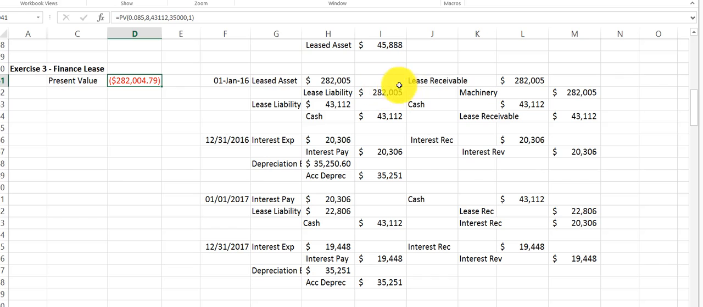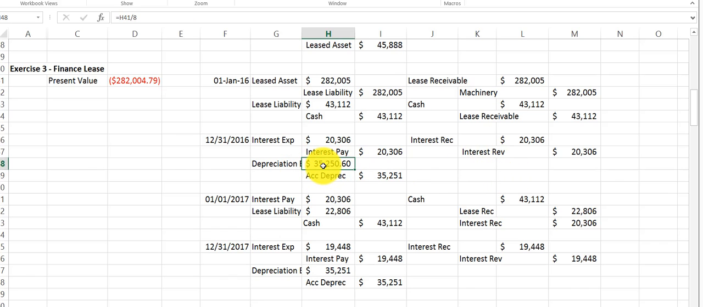So this is how it would look on the lessee side. First payment, leased asset, leased liability. On the lessor side, we debit the lease receivable and credit machinery for the same amount. There is no profit on this. This is a direct financing type lease. And so we record the cash just like we did before. Interest, revenue, interest receivable. No depreciation on this side, only on this side.